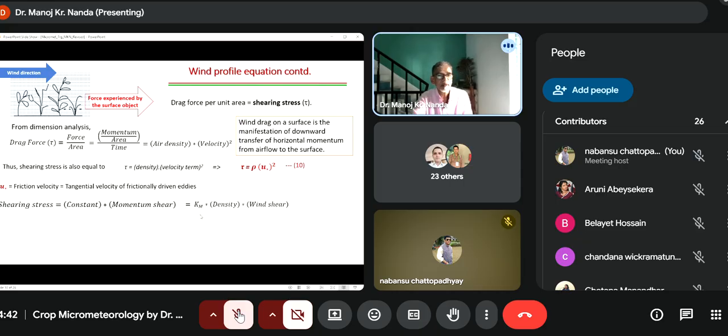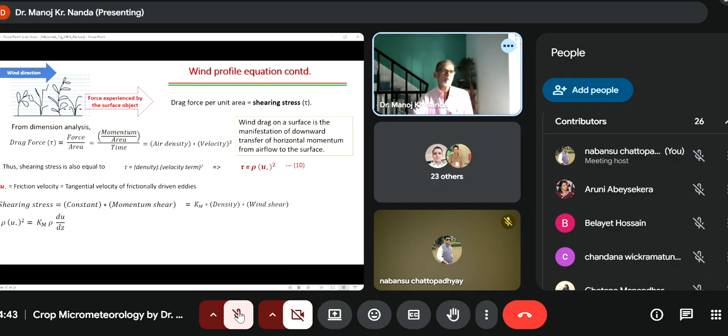So we can define it this way: momentum into Km, constant of proportionality, into density into wind shear. If you see the mathematical derivation, it's easy. See, this part is the shearing stress. This is the constant of proportionality. This is density, and this is the wind profile, change in wind shear. You can say change in wind speed with respect to height. So this is a basic equation on which the transfer process runs. I mean, momentum is transferred from surface to bottom.